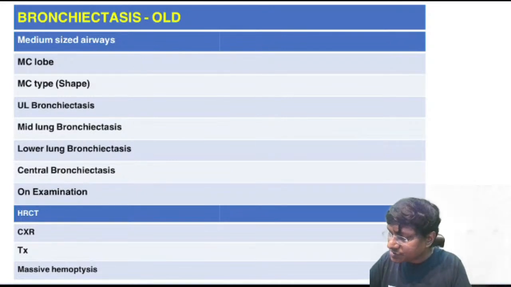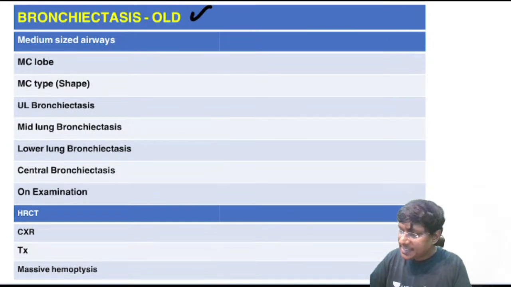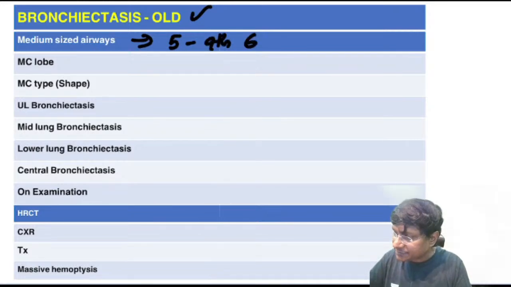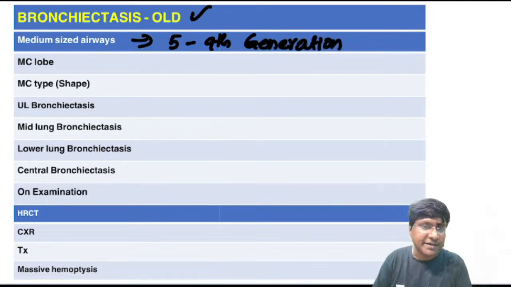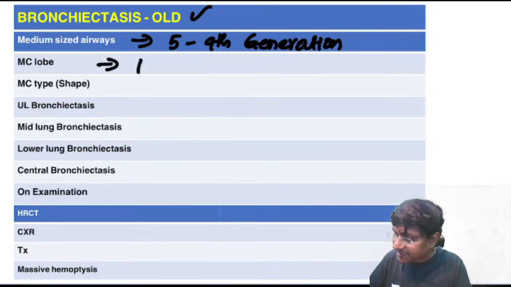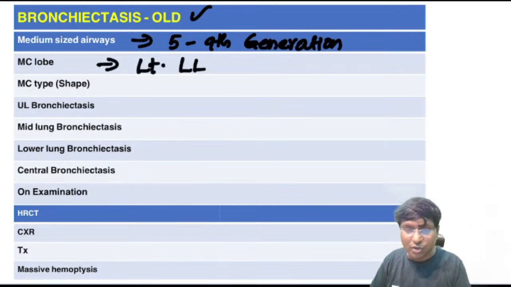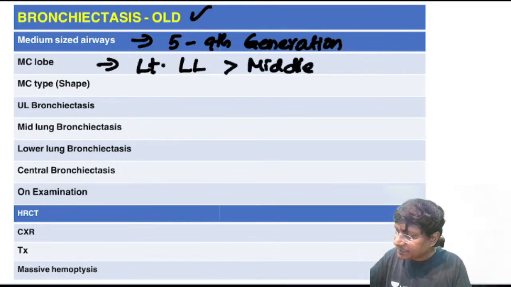So bronchiectasis is also an obstructive lung disease, and it is a disorder of the medium-sized airways. So which particular airways are affected here? It is 5th to 9th generation, right? 5th to 9th generation is being affected in bronchiectasis. And what is the most common lobe which is affected in bronchiectasis? That is the left lower lobe, followed by the middle lobe. And which middle lobe? That will be the right middle lobe.